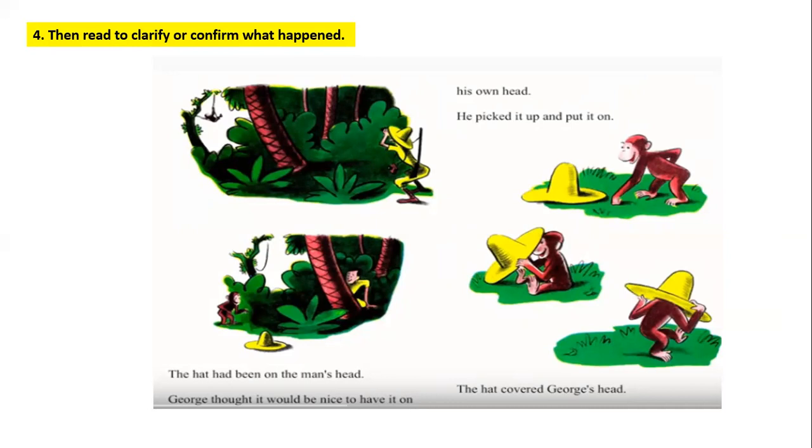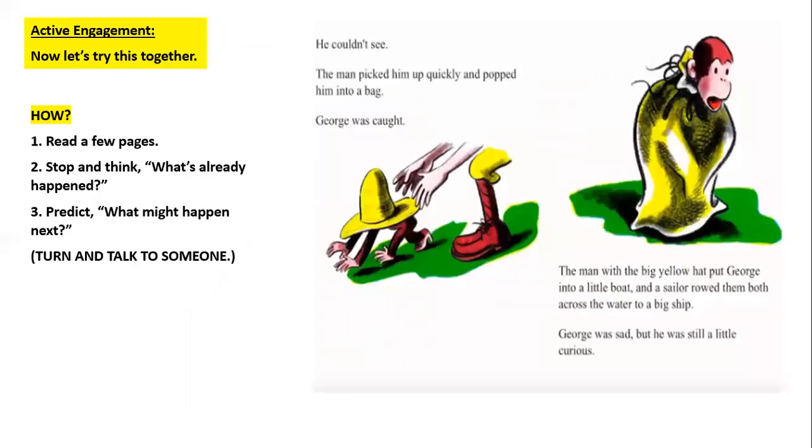Now, let's try this together in another part of the book. You're going to read a few pages, stop and think what has already happened, then predict what might happen next. And we will turn and talk with someone at home about it.